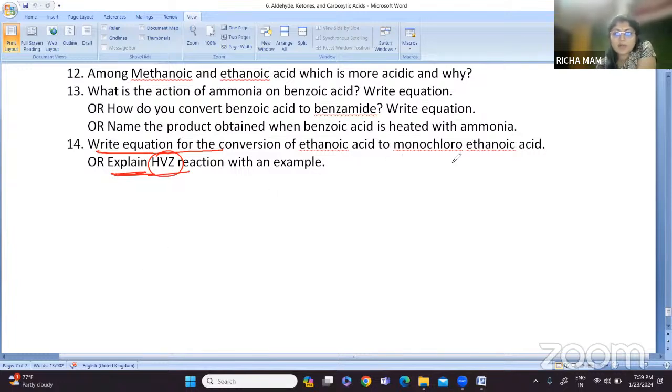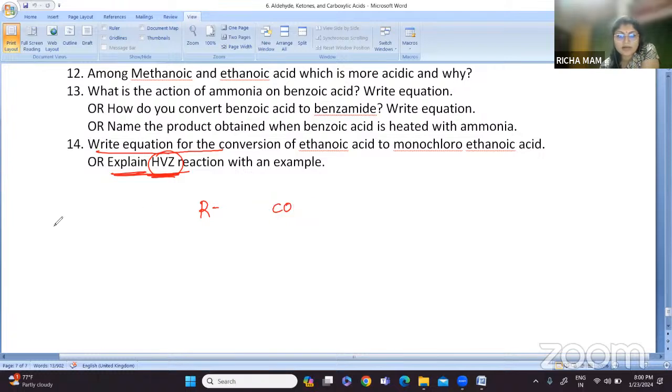So, how are we converting into monochloroethanoic acid? What is the Hell-Volhard-Zelinsky reaction? We are taking the starting product, a carboxylic acid which has alpha hydrogen. Now, what do you mean by alpha hydrogen? It is the hydrogen next to the carbonyl carbon.